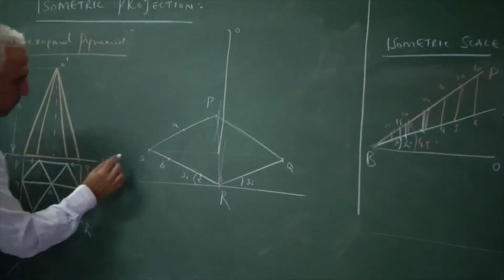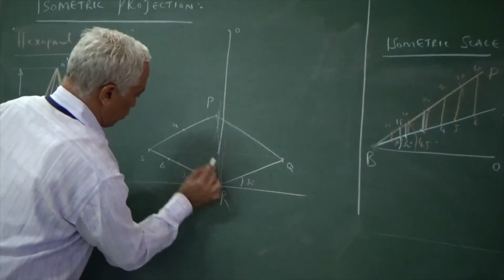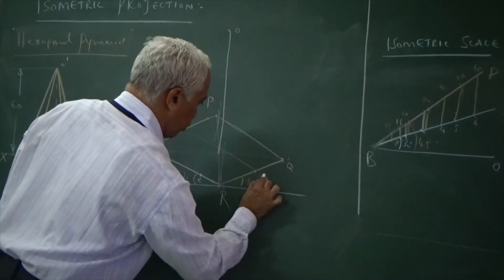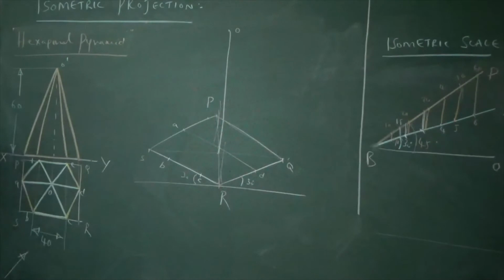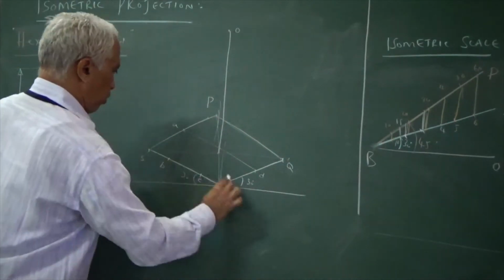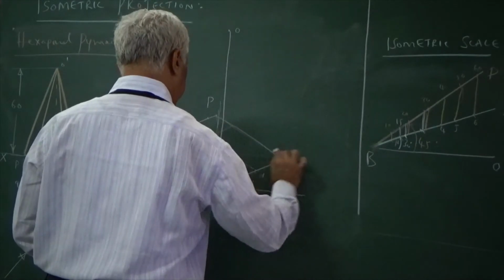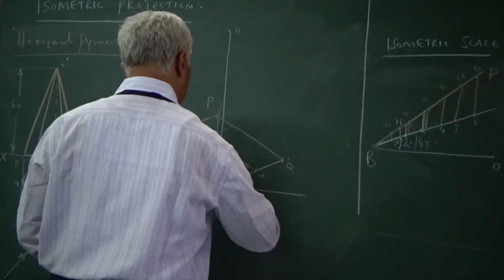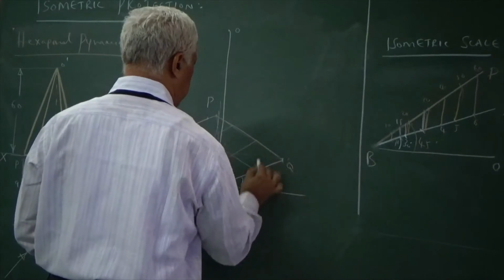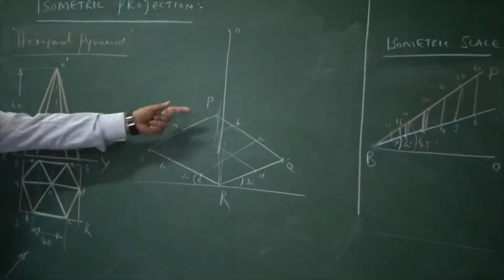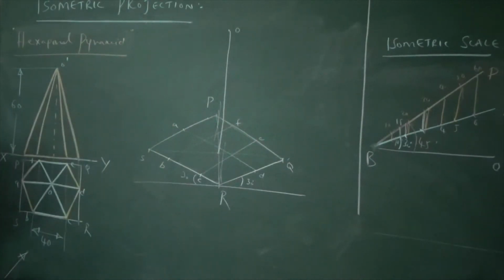A and D are at the same level. From A, if I draw a line parallel to SR on the side RQ, I get the point D. From B, if I draw a line parallel to SP, and from C, if I draw a line parallel to RQ or SP, I get point E and point F, because the 3 are symmetrical on the other side. Now, when you complete the figure, I get the hexagon.